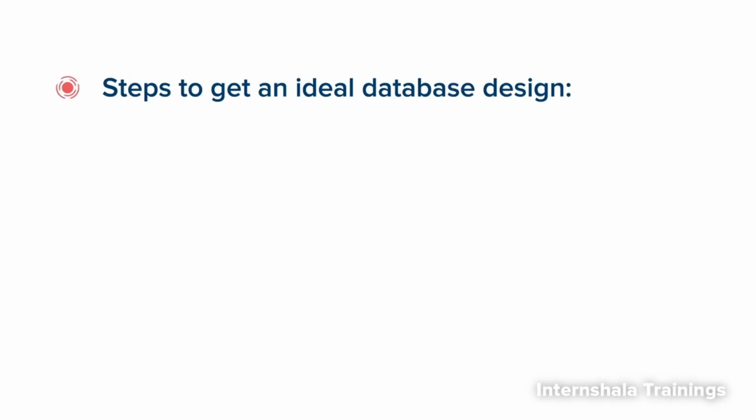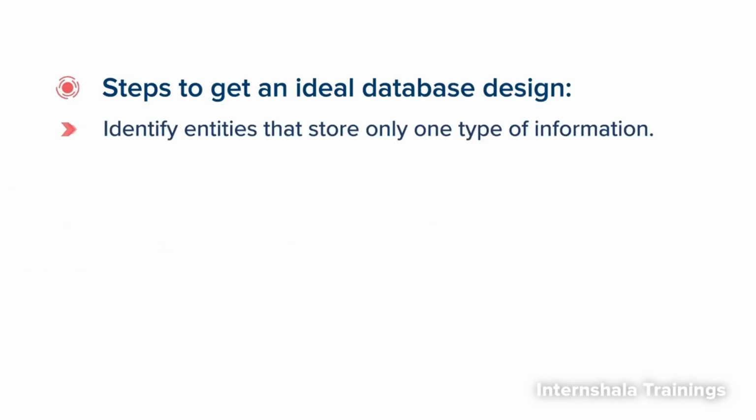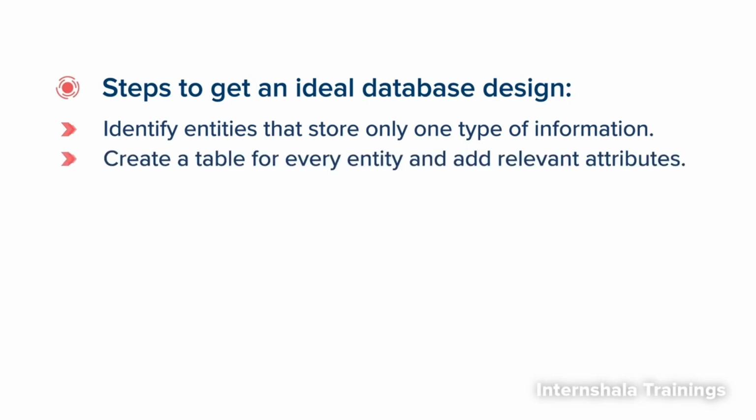So let us quickly summarize how to get an ideal database design. First, identify every entity we can think of in a way that each entity stores only one type of information. The moment we realize an entity is storing information of more than one type, break it further down. Second, create a table for every identified entity and add relevant attributes to them.